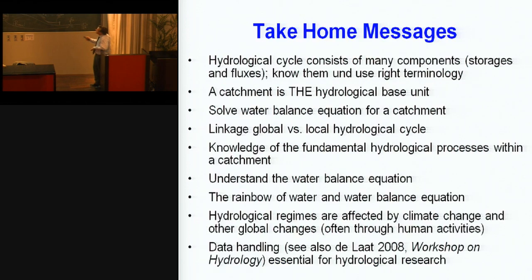I hope I was able to explain the hydrological cycle. I hope I was able to explain that it consists of many different components, different storages and fluxes. Don't confuse storages and fluxes anymore. What is infiltration? Is that a flux or is that a storage of water? It's a flux. And water stored in a reservoir, it's a storage, not a flux. But you still see this in MSc reports, they use the wrong terminology.